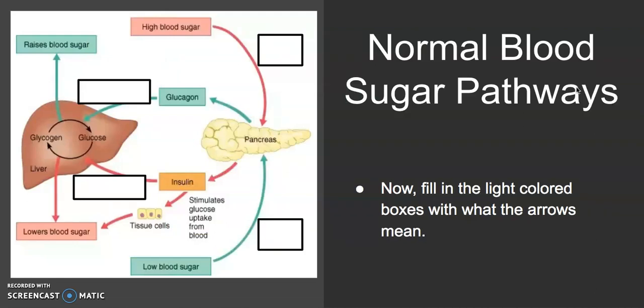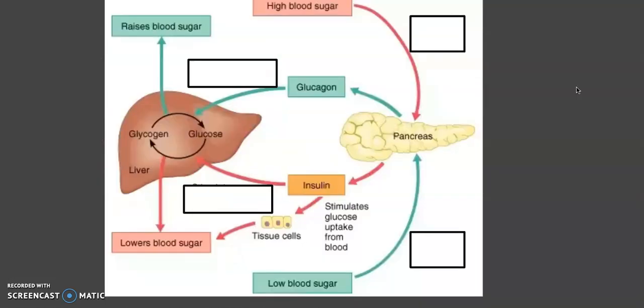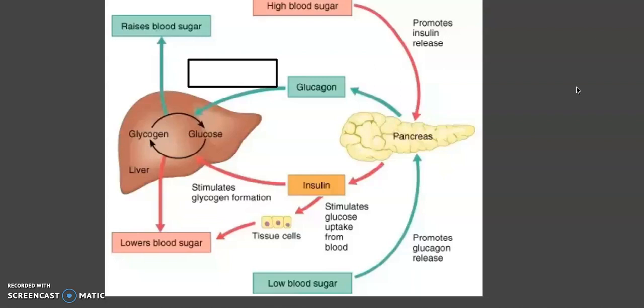So now we're going to look specifically at the light-colored boxes. So what do the arrows actually mean? If you have high blood sugar, we're going to start with the box on the top right. Then it will promote insulin release by the pancreas, as we see going down the red arrow, and then insulin release will go both to tissue cells and to the liver, where it will stimulate glycogen formation from glucose.